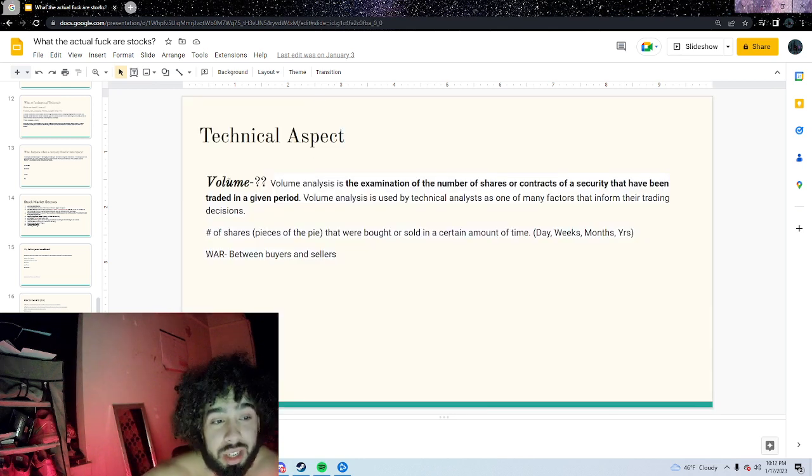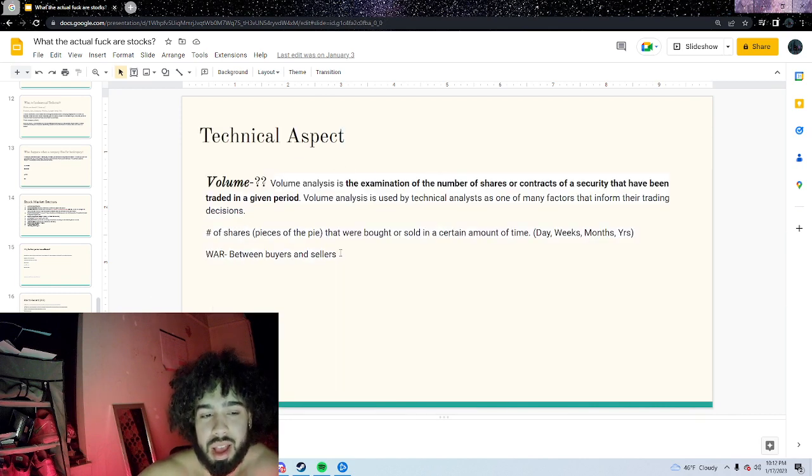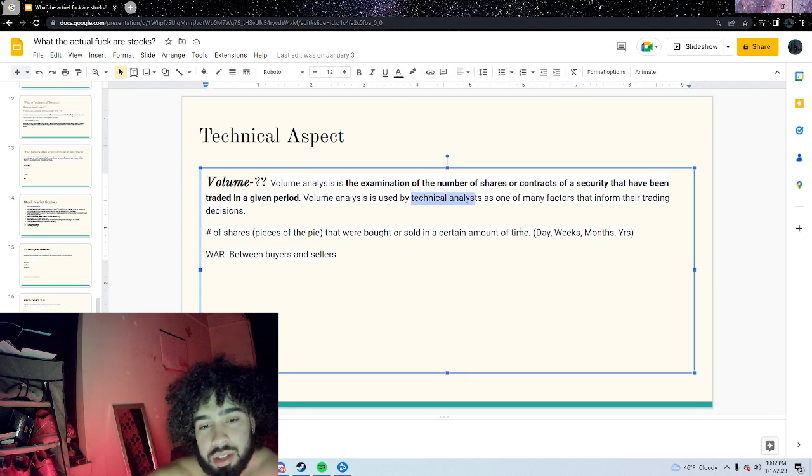Last week we discussed market cap and volume, and I'm going to get a little more into volume today. I'm going to break down volume more in depth because I did not get the time before. Volume, as we discussed, is the examination of the number of shares or contracts of a security that has been traded in a given period. A lot of technical analysis may use it in trading decisions.